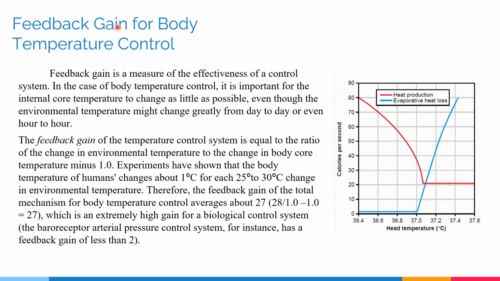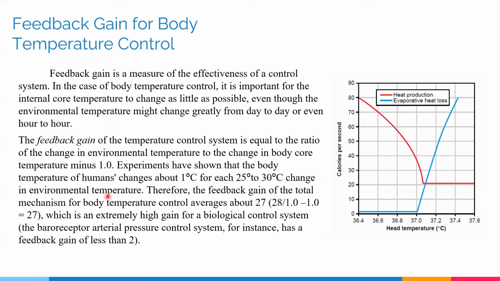Next, we look at the feedback gain for body temperature control. Feedback gain is a measure of effectiveness of a control system. In the case of body temperature control, it is important for the internal core temperature to change as little as possible, even though the environmental temperature might change greatly from day to day or even hour to hour. The feedback gain of the temperature control system is equal to the ratio of change in environmental temperature to the change in the body core temperature, minus 1.